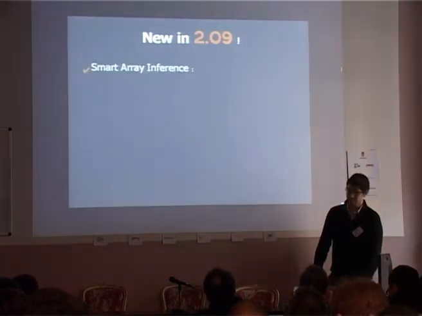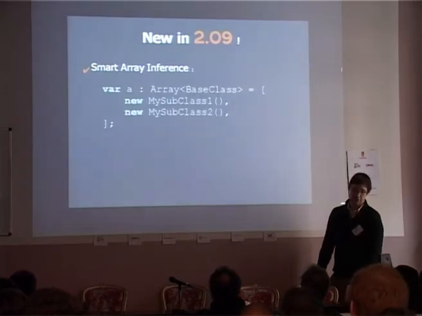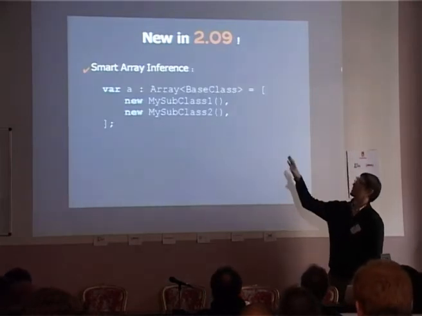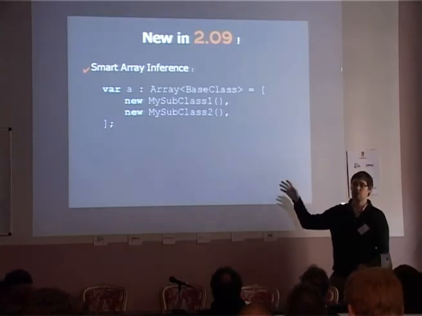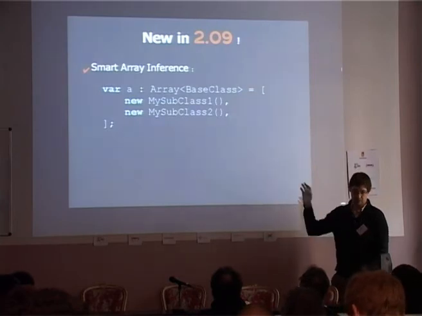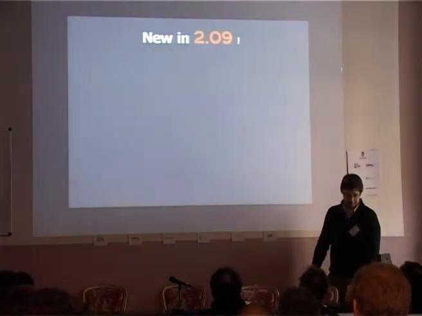on this later. There is also some smart array inference. If you have an array of a base class and two instances of these subclasses, before it was not compiling this kind of thing. But now it works perfectly.